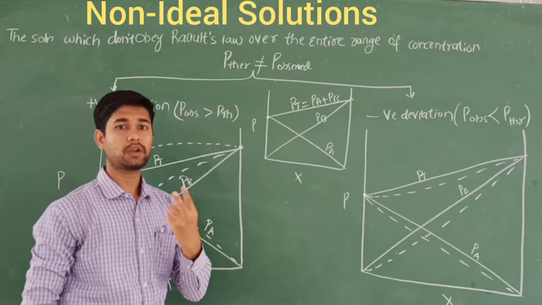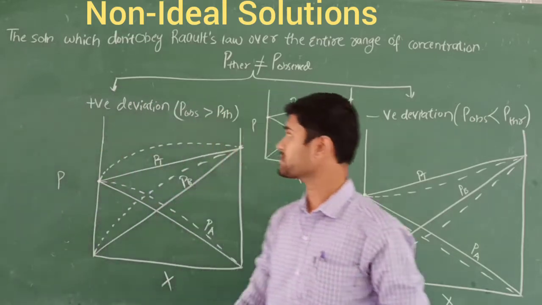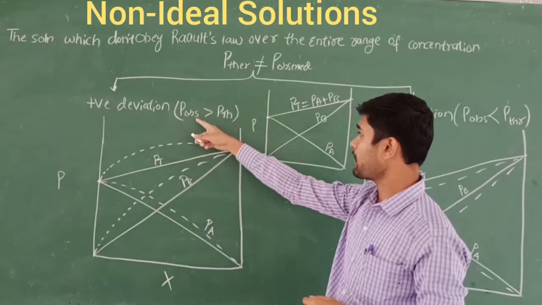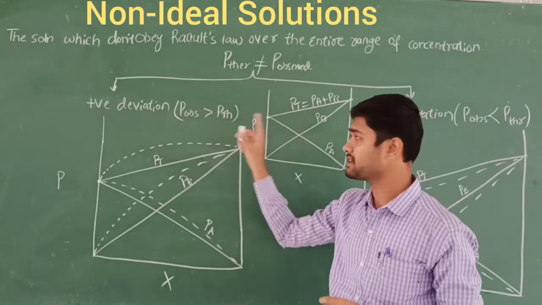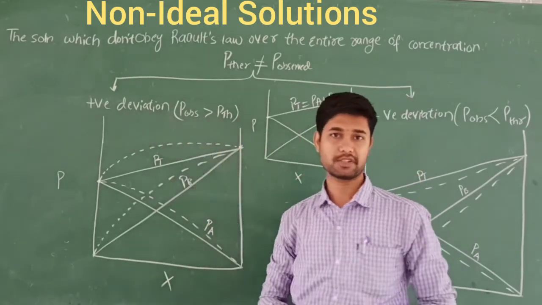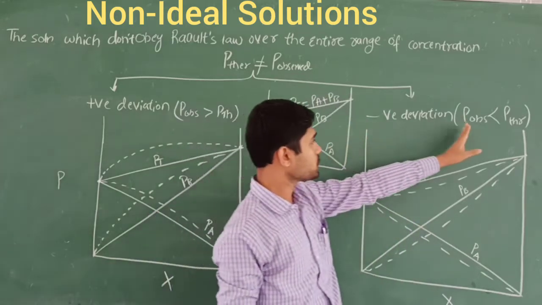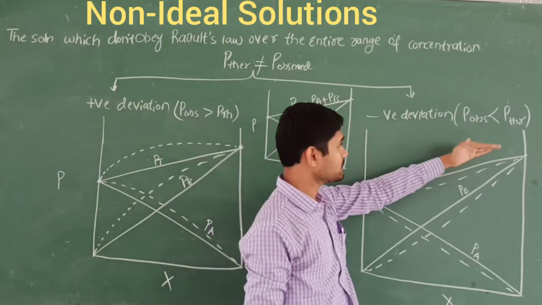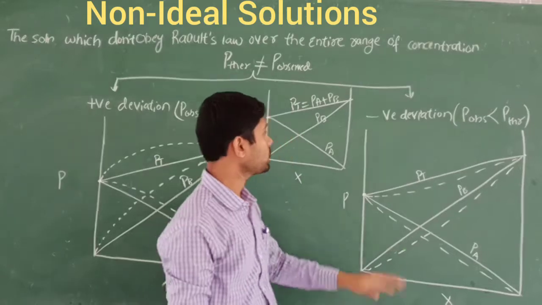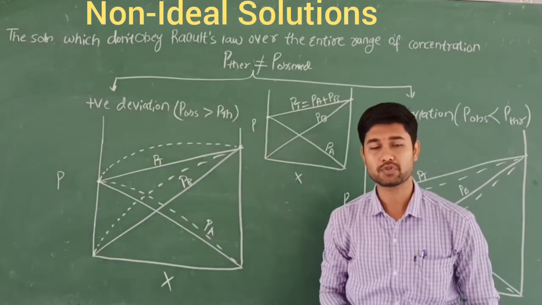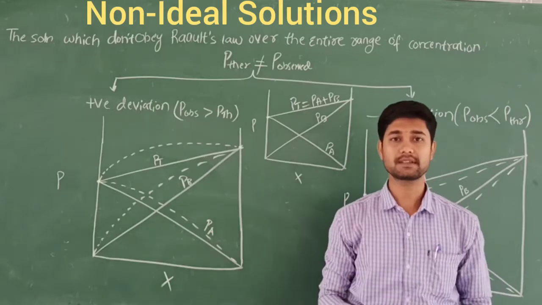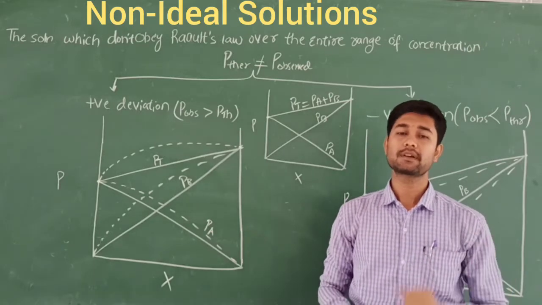So two categories arise here. The first category tells that the observed pressure must be greater than the theoretical pressure. That is called positive deviation. And in the second one, the observed pressure must be lesser than the theoretical pressure, that we call negative deviation. So like this, non-ideal solutions can be further classified as positive deviation and negative deviation.